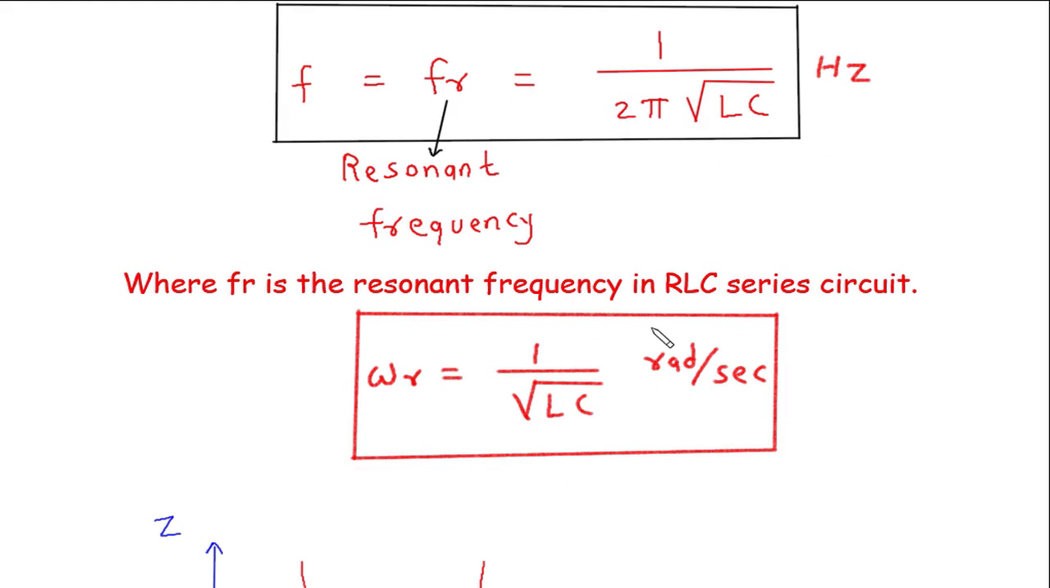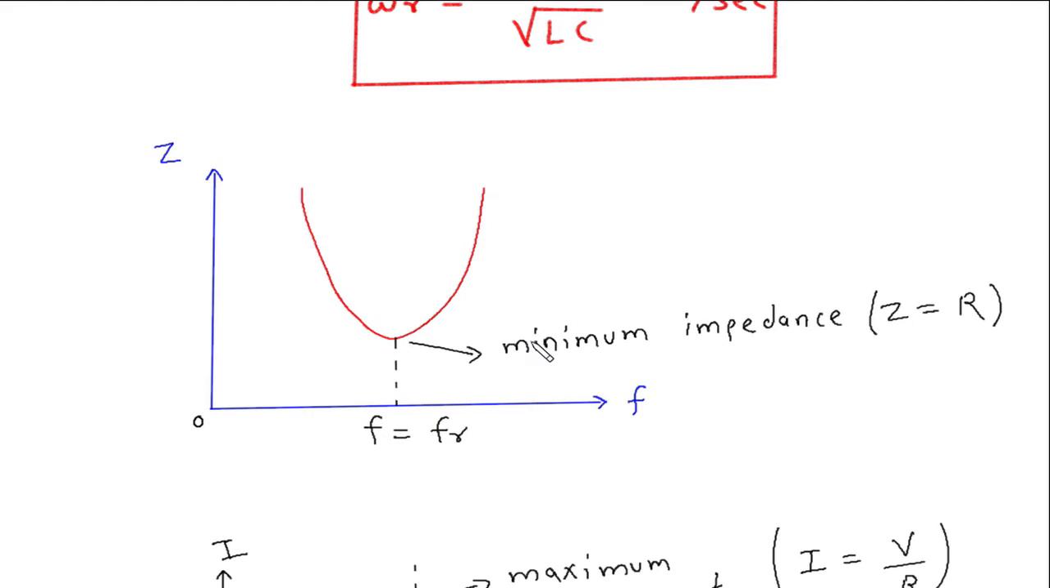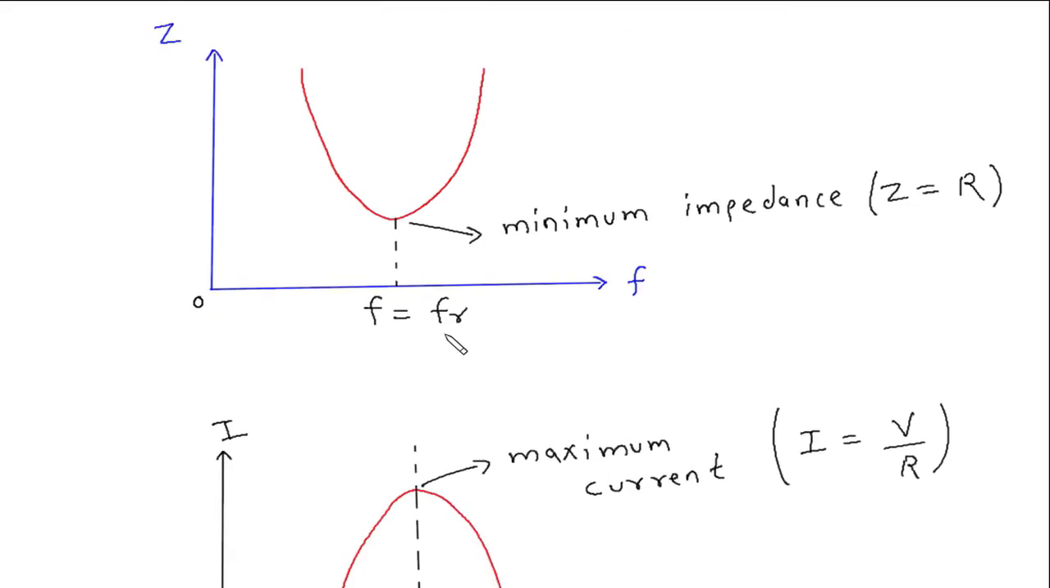Also we can write this in angular frequency form. So omega r is equal to 1 upon under root LC. Its unit is radian per second. Now we will see the relation between impedance and frequency. So here we can see at this point this will be minimum impedance, that is Z is equal to R. At this resonant frequency the impedance will be minimum.